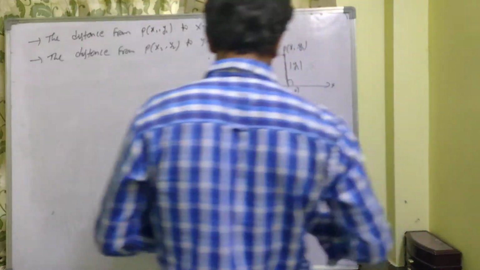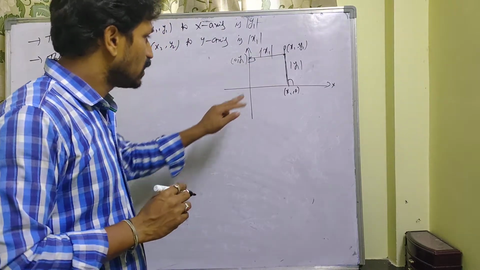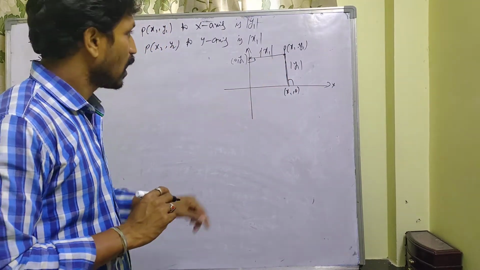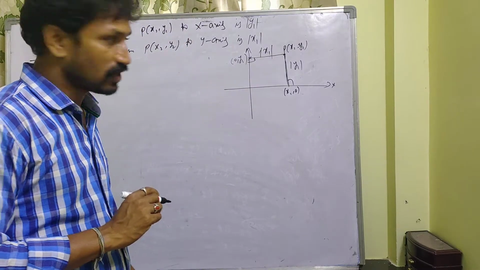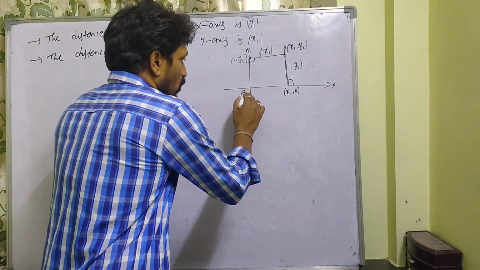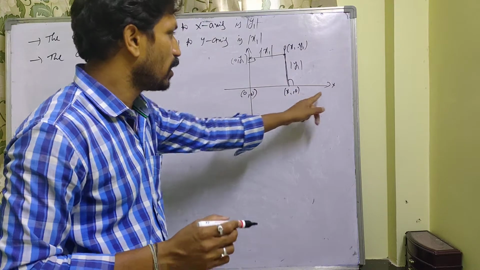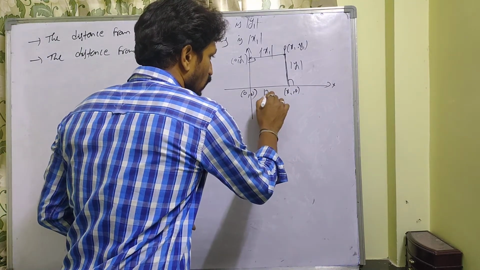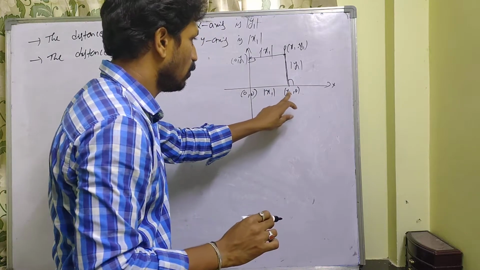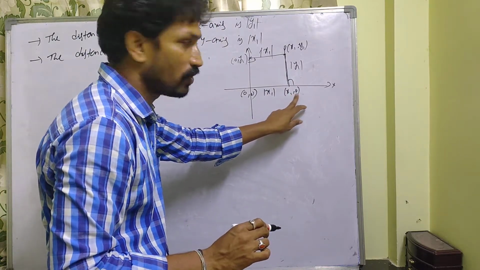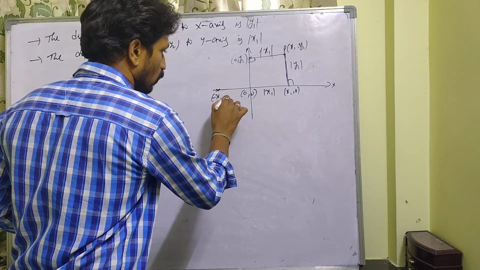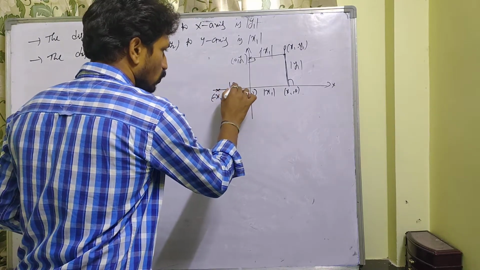Next one, suppose the distance from the origin to any point on the x-axis and any point on the y-axis. So let us consider this is the origin. The distance from the origin to any point on the x-axis is mod x1. This is any point on the x-axis, (x1, 0). So mod x1. In other words, suppose (minus x1, 0) is there. So this one also is mod x1.